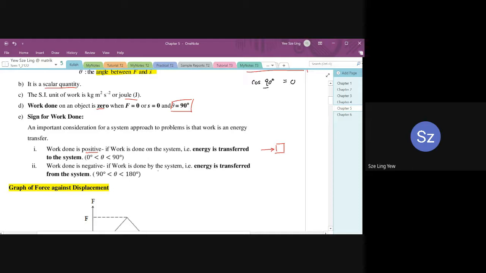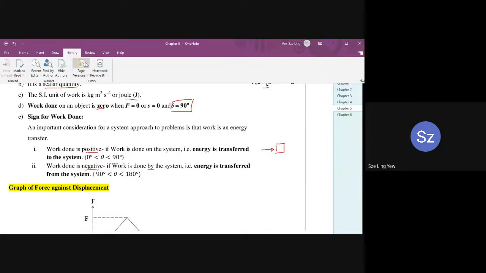Now, what is work done by the system? So what does it mean by work done by the system? For example, the frictional force, okay? So the object is doing the work because it wants to move, okay? It's doing the work to overcome the frictional force because it wanted to move. So that is the work done by the system. So in that case, we have a negative value, all right? So work done is positive if work is done on the system.